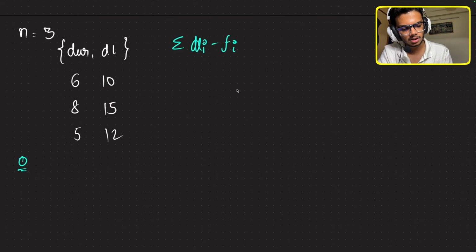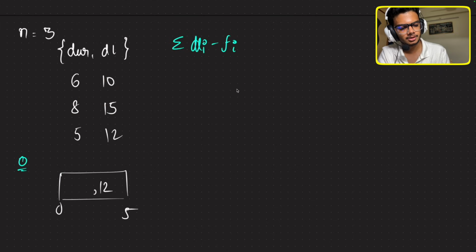This is how the optimal schedule will look. Initially we start at 0, okay? And now we schedule the task which has a duration of 5. So this guy has a duration of 5, but this guy's deadline was what? 12. Okay. Then we schedule the task whose duration is 6. So this will end at 11, but this guy's deadline was 10.